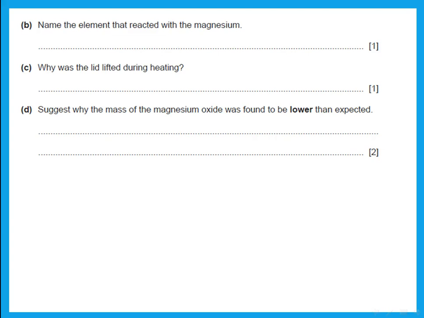Name the element that reacted with magnesium. Well, in order to burn, magnesium has to react with oxygen. And again, why was the lid lifted during heating? We said when we're doing this kind of reaction, we should lift the lid from time to time to allow air to enter.